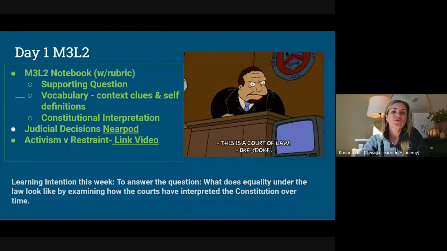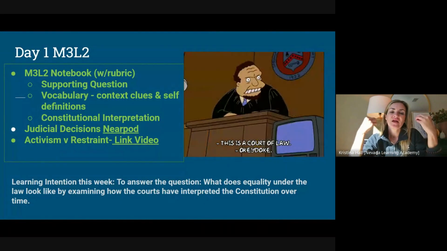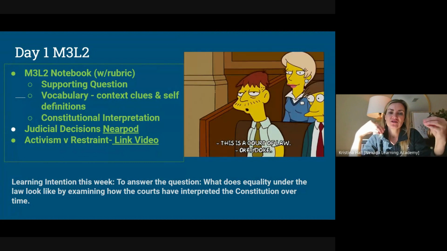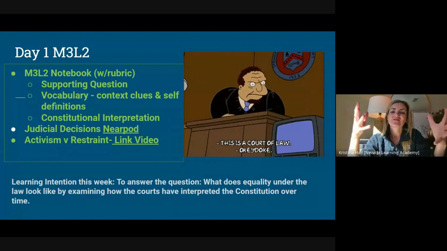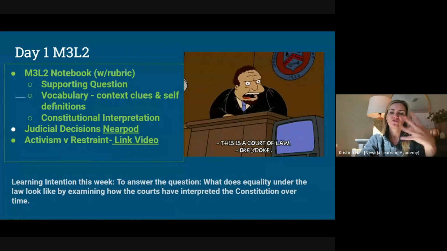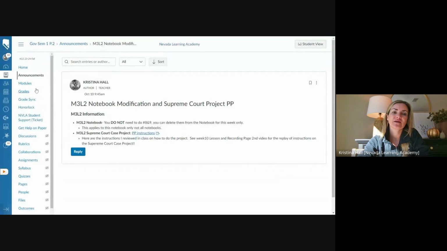Okay. So we're going to jump into the notebook, which has the rubrics. We're going to go over the supporting question, the key vocab, and we'll look at judicial decision, so how that can be activism or restraint, and then look at what is the difference between activism and restraint. Okay, so that's the goal, is to get through the first 4 today. All right, so we're going to jump into Canvas.